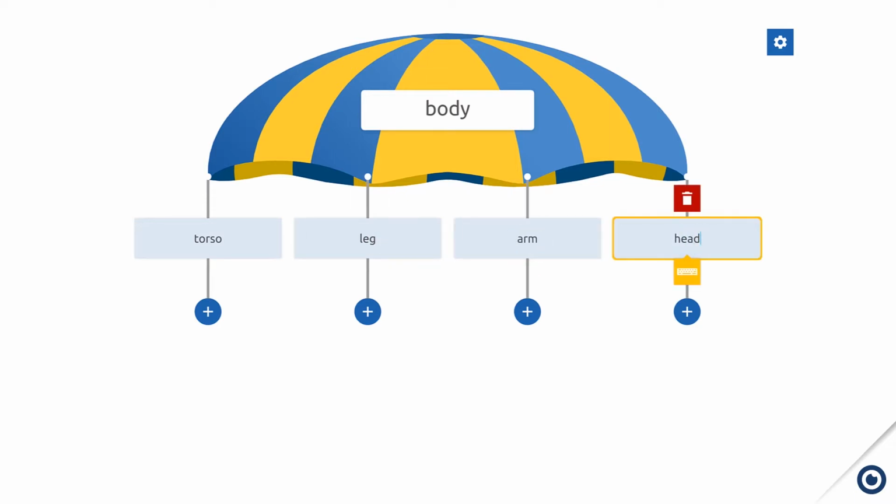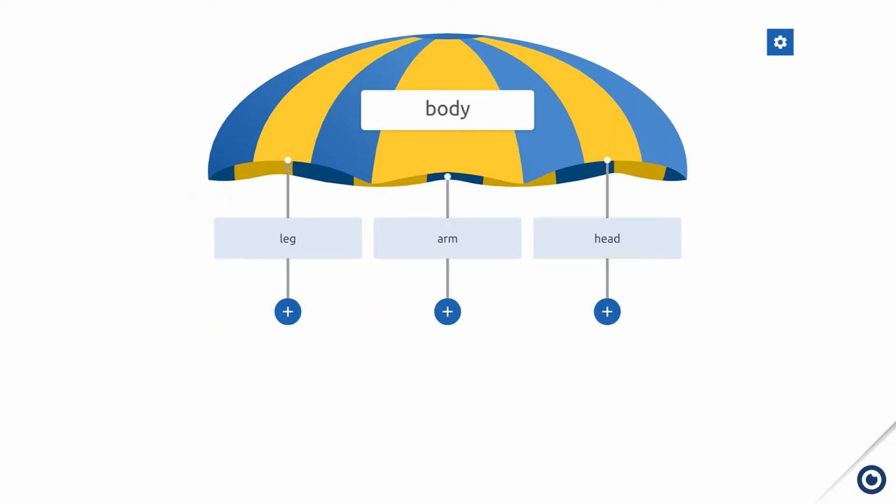To delete a card, select the card and click on the bin icon. Add a card by selecting the plus button.